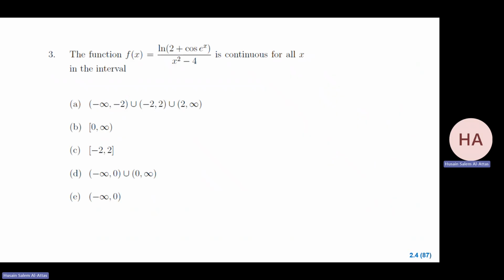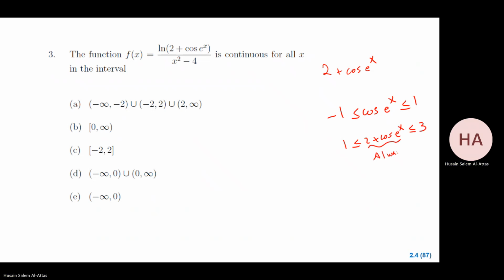This function is continuous where? Be careful. This is 2 plus cosine e to the power x. I know cosine of anything is between -1 and 1. So if we add 2, I have 2 plus cosine of e to the x between 1 and 3. So this is always positive, not only non-negative. It cannot be 0 too. So the ln is defined everywhere, for any x, because this is always between 1 and 3. So ln is always defined.